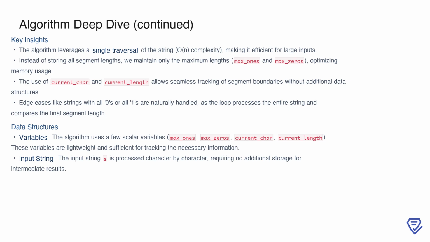Furthermore, edge cases such as strings composed entirely of zeros, entirely of ones, or even empty strings are naturally handled by this approach. For instance, strings with all identical characters will simply result in one segment being processed, while empty strings can be detected and managed during input validation.